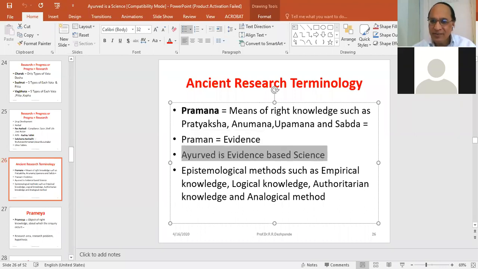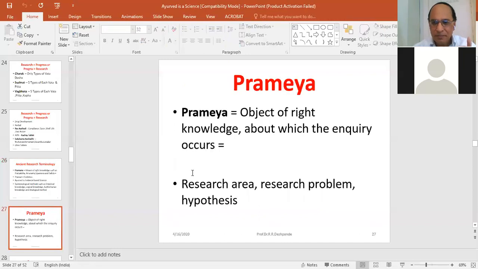Evidence-based science. We have Purava in Marathi, proof in English, evidence in English. Pramana, in modern research language, is an epistemological method such as empirical knowledge, logical knowledge, authority knowledge, and analogical method. So these are the modern language of research. So we are always talking about what is the word in Ayurveda and what is the modern term or modern explanation.